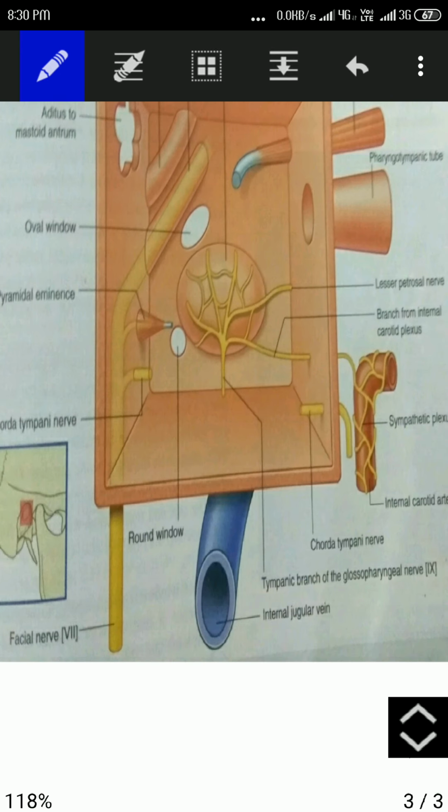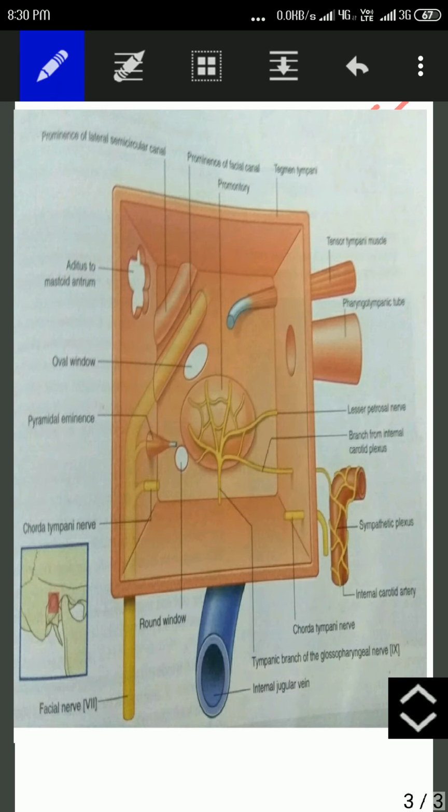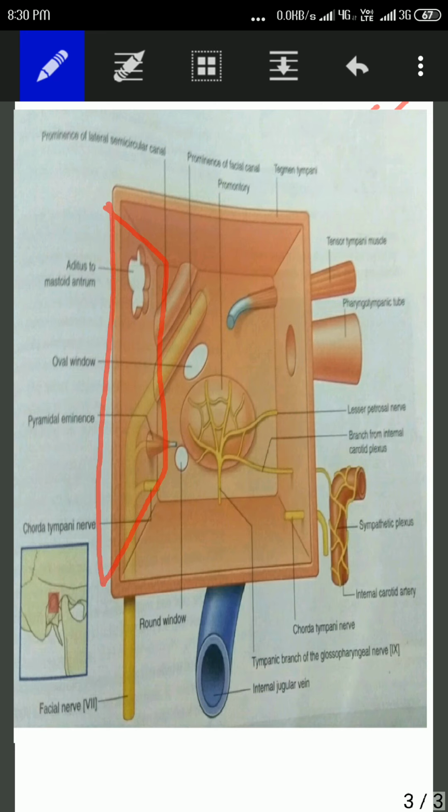So guys, these are the remaining 5 walls of the middle ear. Here we can see this is the anterior wall of the middle ear. This is our posterior wall of the middle ear. This is the roof of the middle ear. This is the floor of the middle ear, and this is the medial wall of the middle ear.